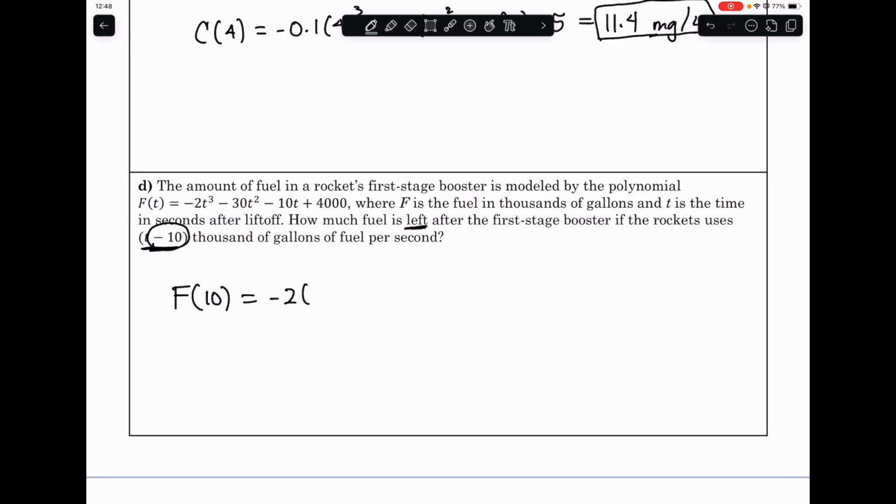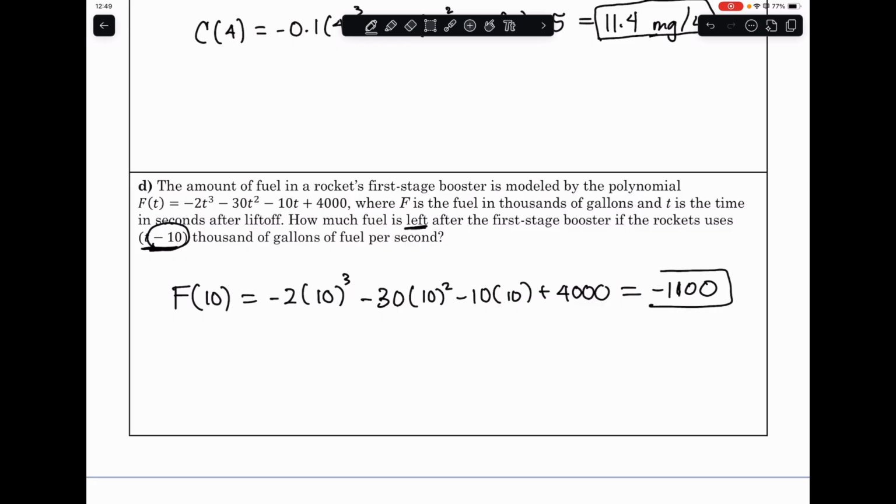So plugging in 10 will give us negative 2 times 10 to the third power minus 10 minus 30 times 10 to the second minus 10 times 10, and then plus 4,000, which equals a grand total of negative 1,000.